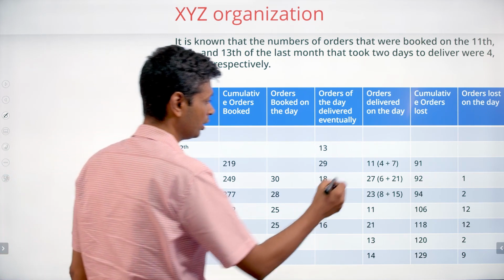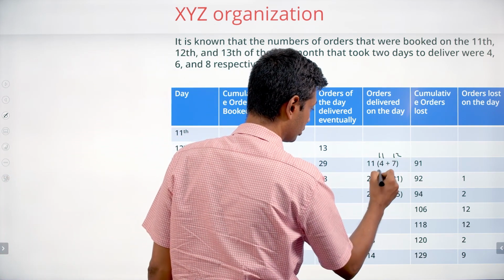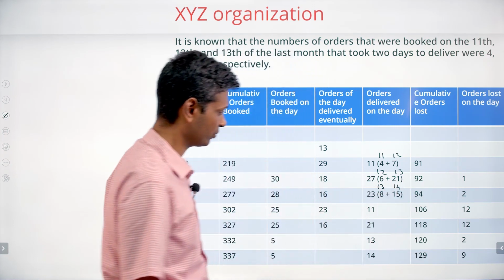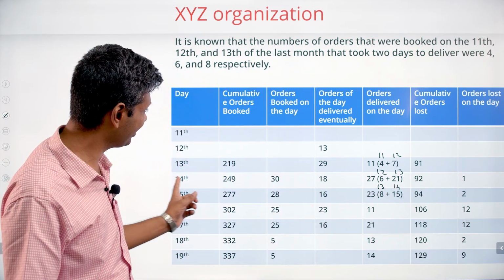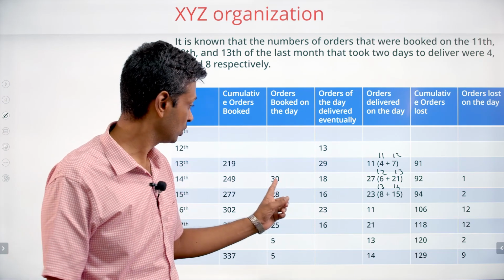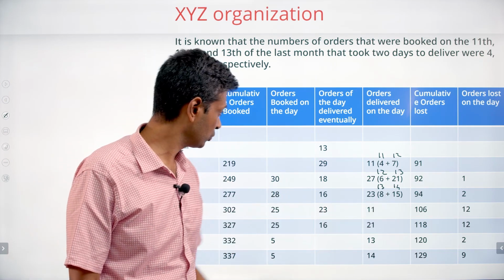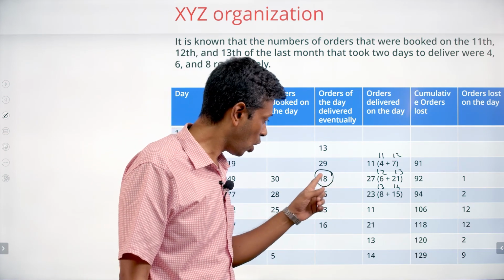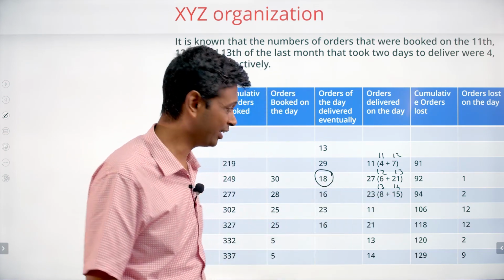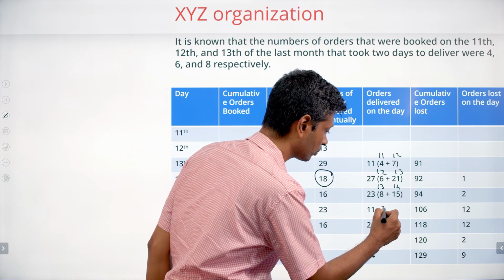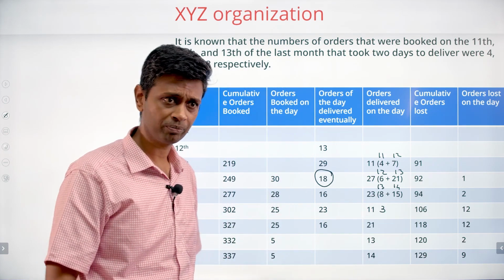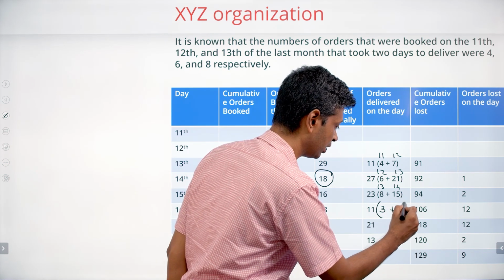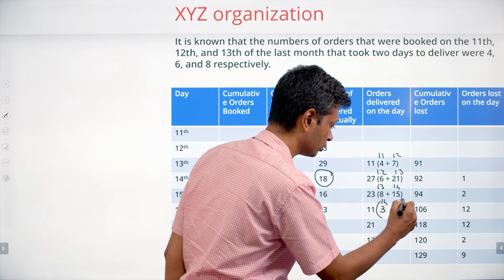We've already seen this is 11th and 12th orders, 12th and 13th orders, 13th and 14th orders. And so orders for 14th that were delivered on 15th, that is 15 of them. Orders of 14th that were delivered is 18. Of this 18, 15 were delivered the next day, or 3 more were delivered the subsequent day. Of this 11, 3 are here, the remaining 8 should be here. This is orders of 14th, orders of 15th.